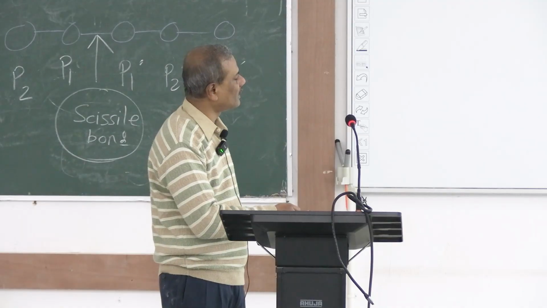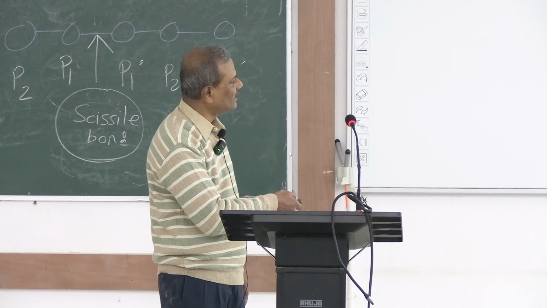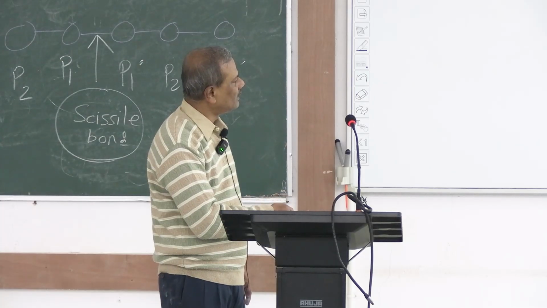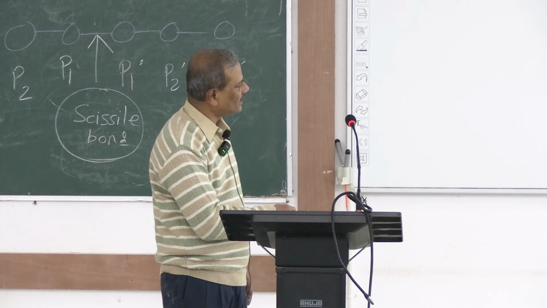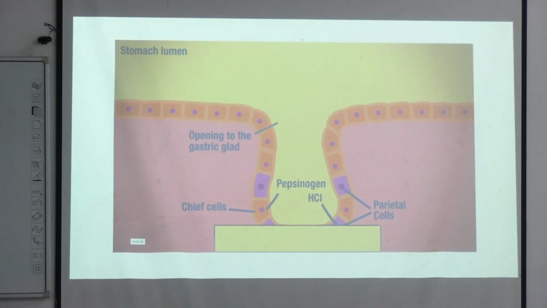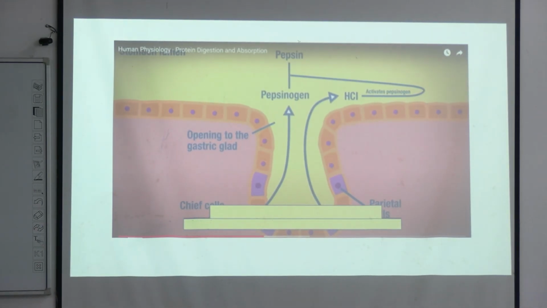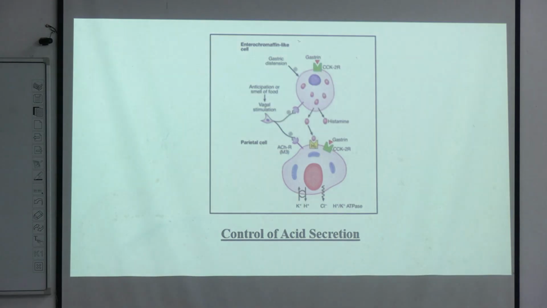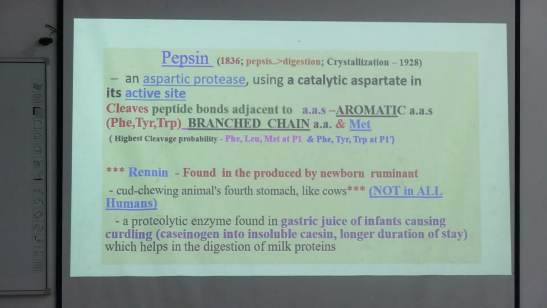This will be taught in the anatomy class. So opening into the cell, this gastric lumen. So pepsinogen is produced, available in the gastric lumen. Now pepsinogen is getting activated. You can see there is a control secretion.